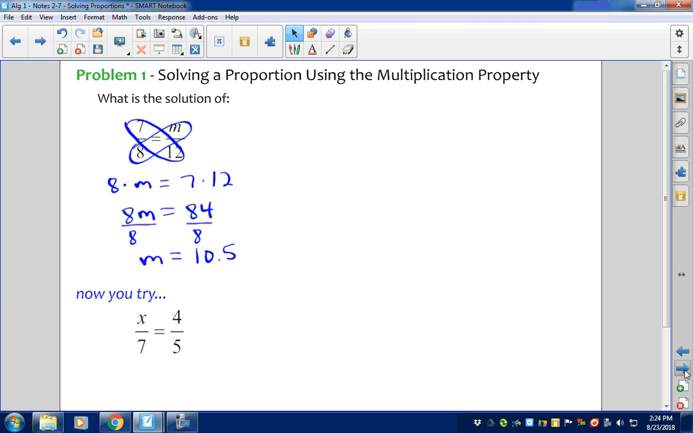Go ahead and try the next one. You'll need a calculator to do it. It doesn't come out perfectly. So just in the textbook, you'll see that the answers are in decimal. So try this one, and then we'll check with each other.